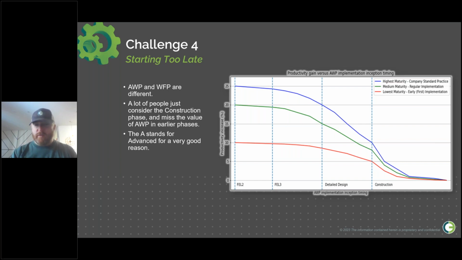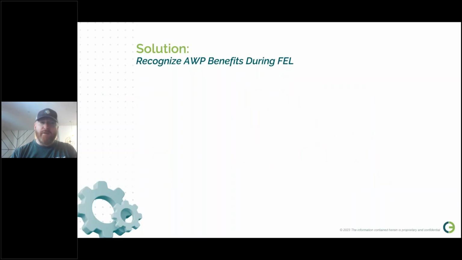If you start during construction, you can still save money, you can still get productivity gains, but they will be precipitously lower than if you'd started early on. So how do you get past this? What's the solution for this challenge?